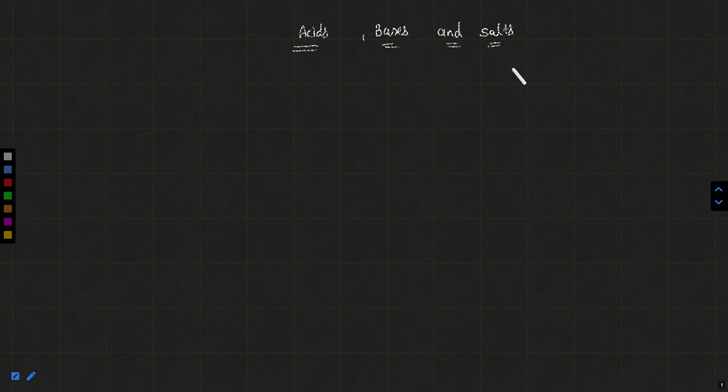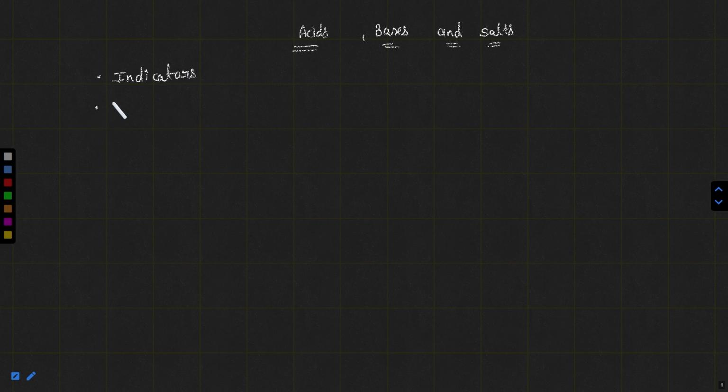So in this chapter, first of all, how can we identify which one is acid, which one is base and which one is salt? So some visual indicators are there. You know very well, in this chapter we have learned what indicators are. Indicators are those substances which can indicate whether the substance is acidic, basic, or neutral or salt.